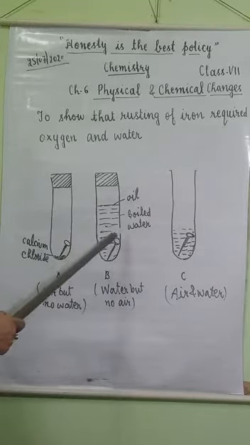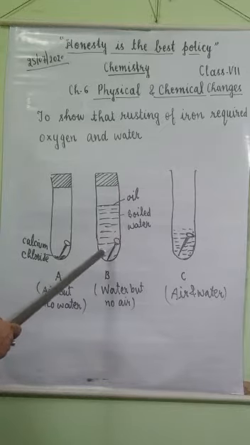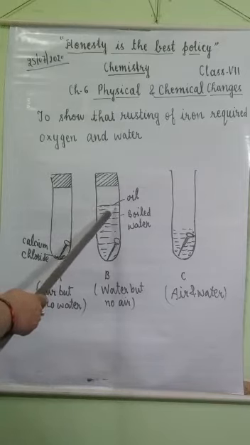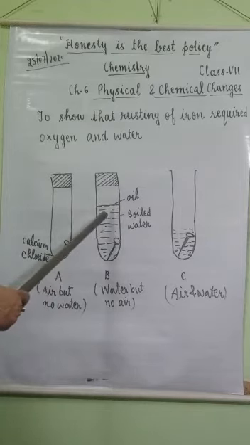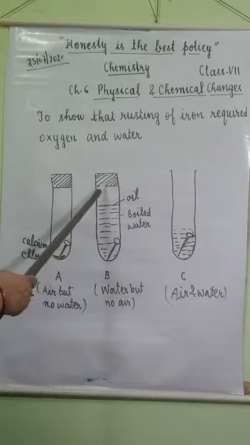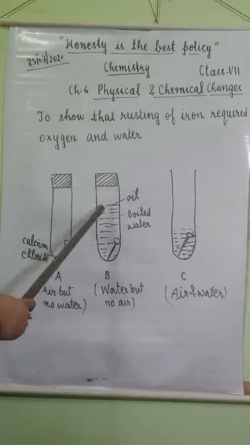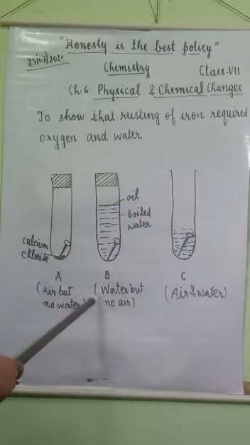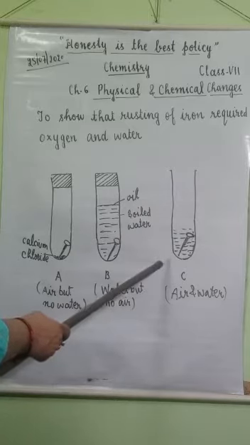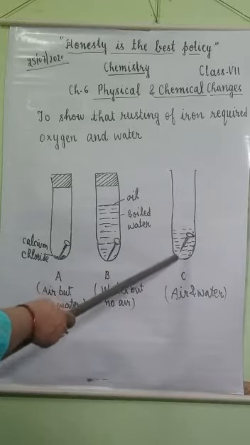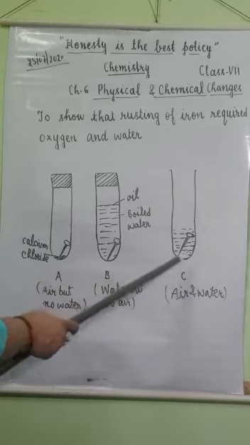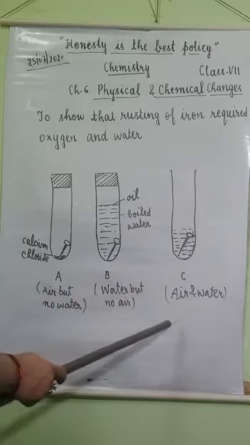In test tube B, pour boiled water and put some vegetable oil on the surface of the water to prevent the contact of air with water, and put a stopper on the mouth of the test tube. So in this test tube, water is present but no air. In the third test tube, C, put some tap water and keep it open. So air and water both are present.